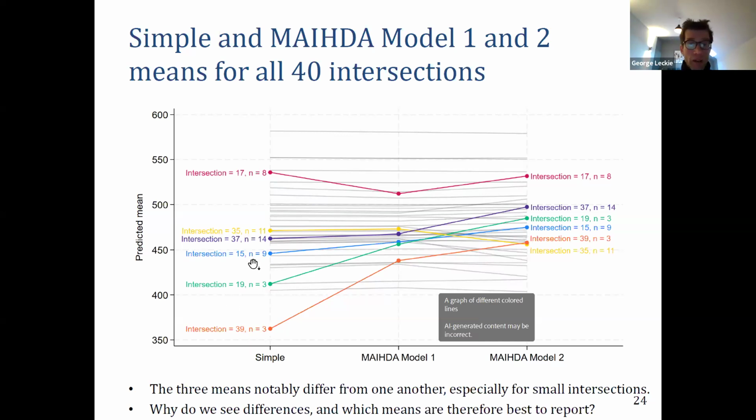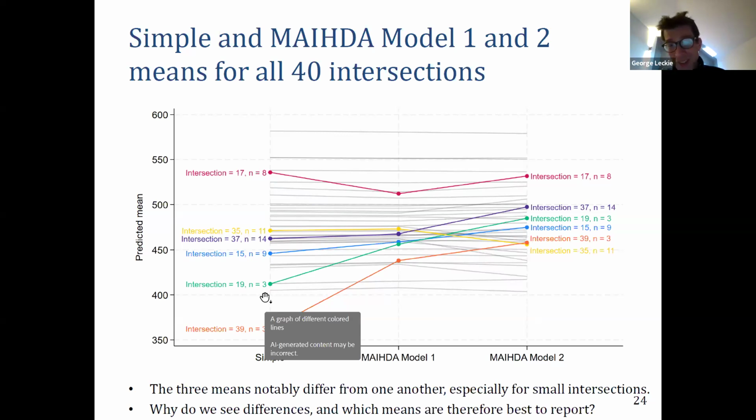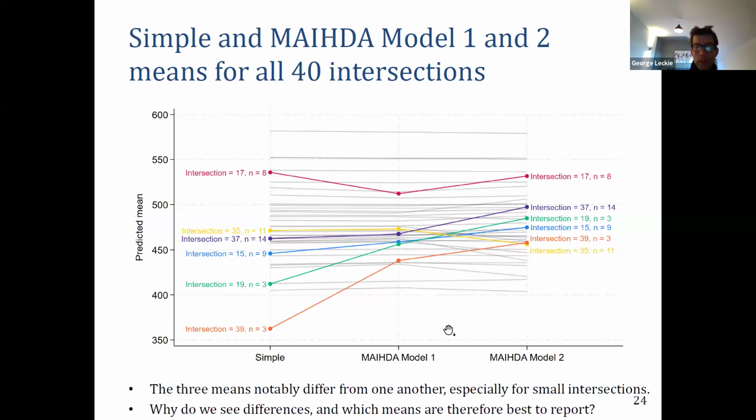Indeed, here we can see I've got 2 intersections with only 3 people, despite the overall sample size being 5,400. Those are the ones there. The other thing to notice is that the variability in those predicted means is noticeably less in MAIHDA models 1 and 2 than in the simple means. That is the shrinkage idea, controlling the statistical noise, the sampling variability, which is very dominant in the simple means, problematically leading smaller intersections to disproportionately appear in the tails of the distribution, all else equal.